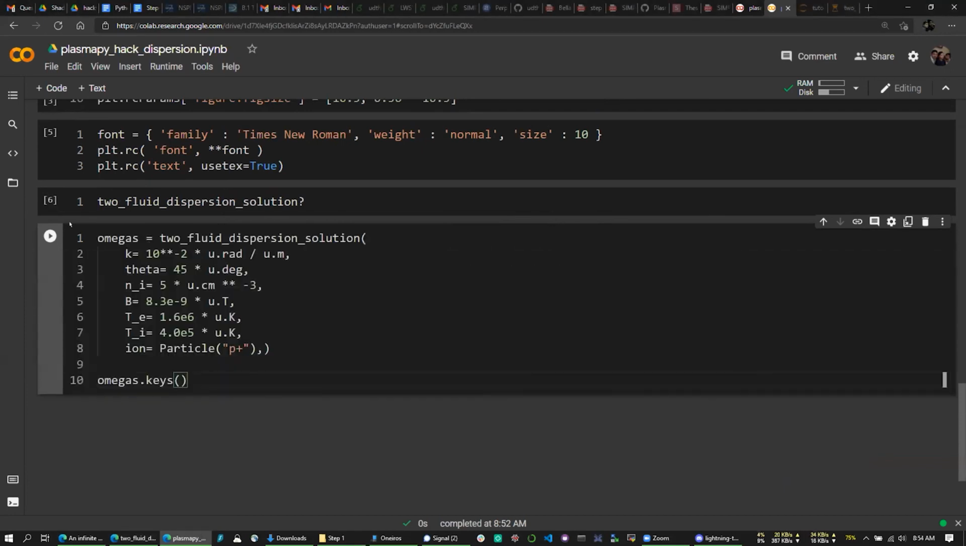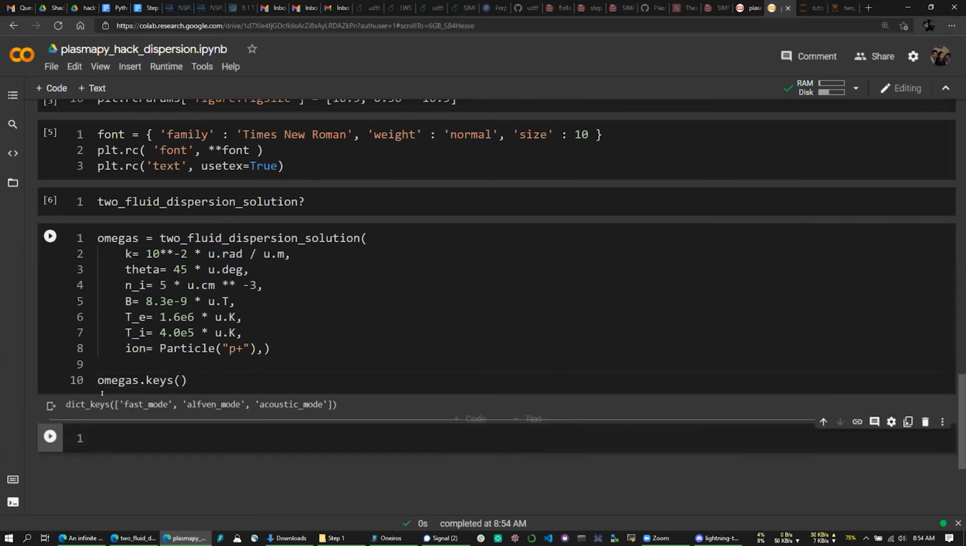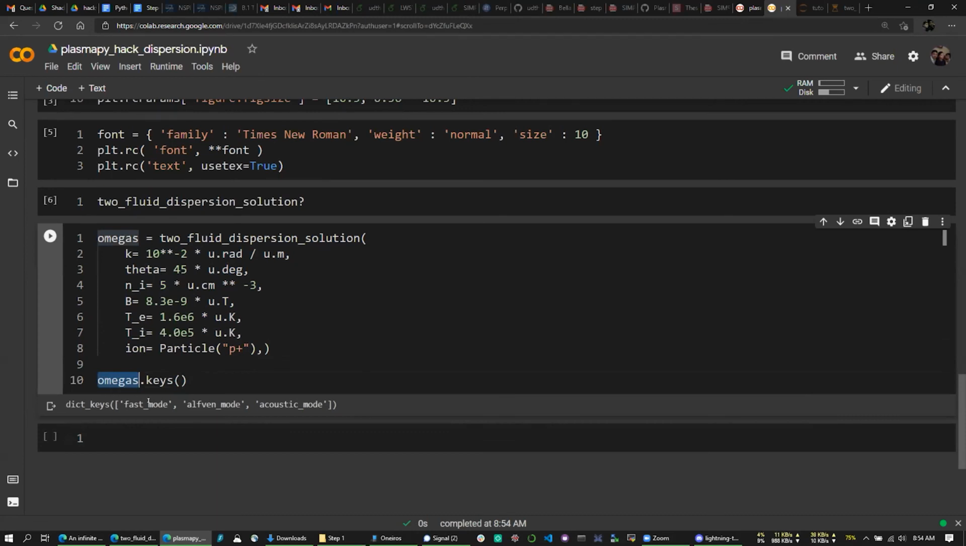So the way to do that would be, let me just define a bunch of parameters. I can say that omega is equal to fluid dispersion solution, and then I define the different parameters which it needs. I have k, I have the angle of propagation at 45 degrees. I have number density. This is very typical of solar wind at 1 AU, as Nick mentioned. This is also a very typical magnetic field value. Then the temperature of electrons and ions, and I'm assuming the ion is p+, which is nothing but the hydrogen nucleus, or simply a proton, right? When you do that and run it with shift enter, it will tell you what the different things stored inside omega are.